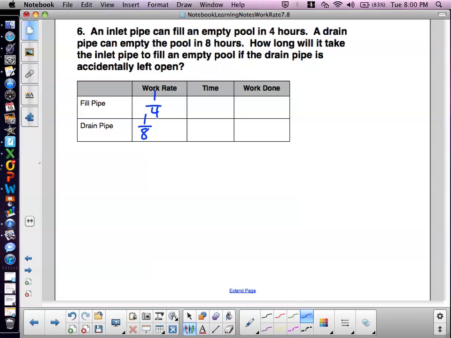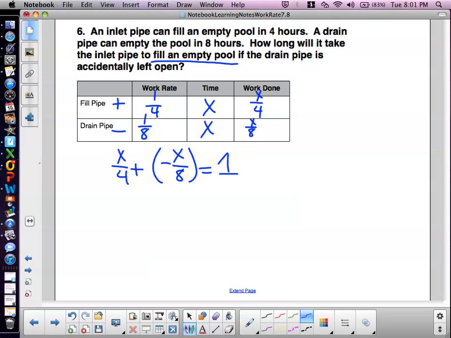How long will it take to fill an empty pool if both pipes are accidentally left open? The fill pipe is considered positive, and the drain pipe would be considered negative. They do opposite jobs. Time is your variable. When you set up the equation to solve for this, let the drain pipe be a negative number. They're serving opposite purposes in an effort to fill the pool.